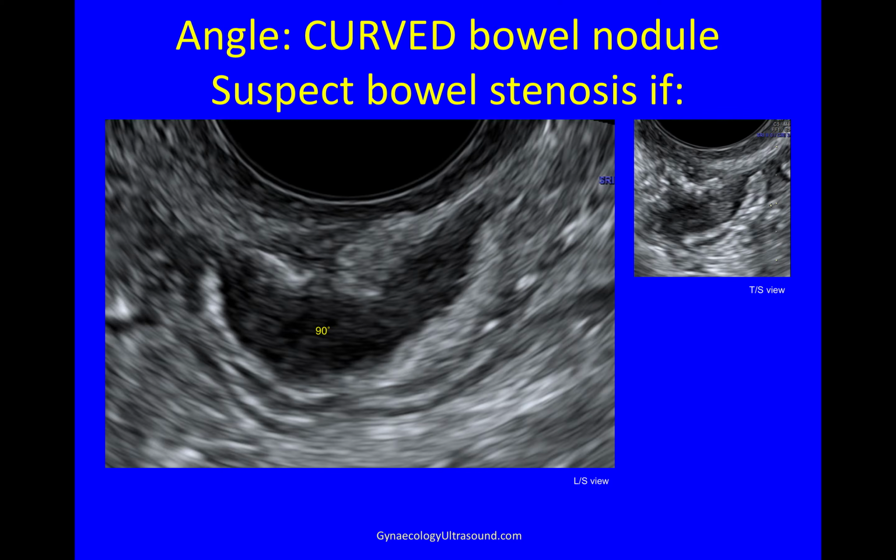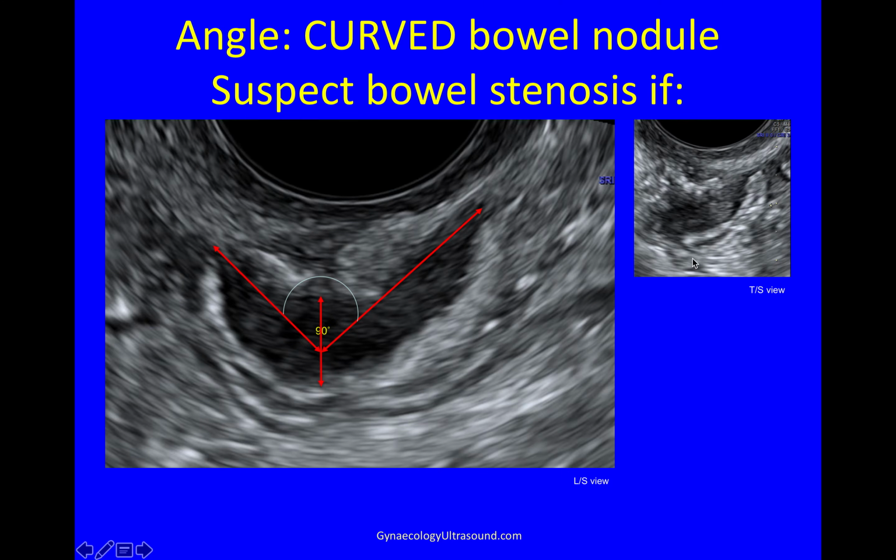But this is a curved bowel nodule, and so you have to draw a curved line following the length of it. In this case, the angle here is 90 degrees or less, which is a worrying sign. This is the depth of the nodule, and you mustn't include the depth of the torus nodule. It has to be just muscularis.